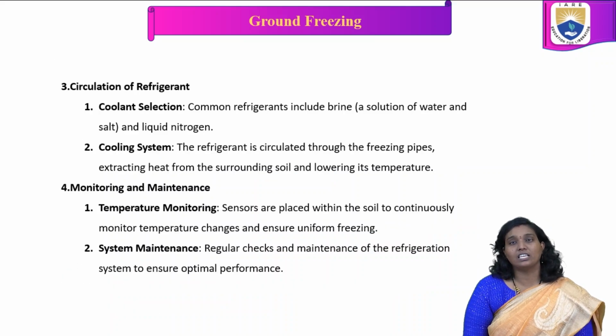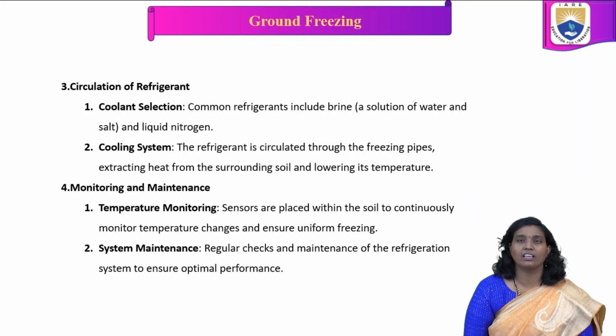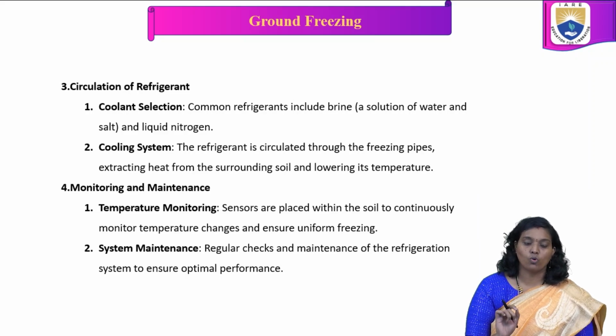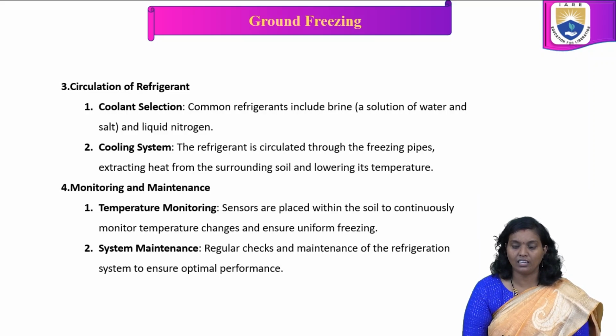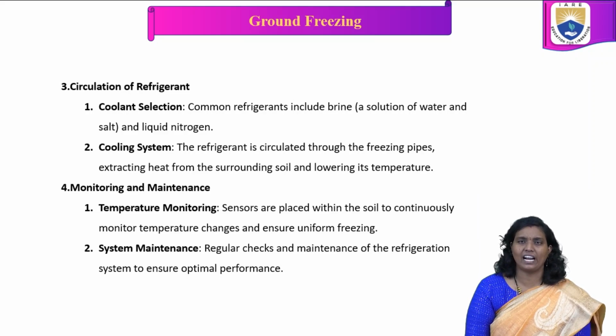And circulation of refrigerant. In this, coolant selection and cooling systems are involved. Common refrigerants include different kinds of liquid refrigerants, nitrogen, and a solution of water and salt. Like that we are going to make the coolant selection. In the cooling system, the refrigerant is circulated through the freezing pipes, extracting heat from the surrounding soil and lowering its temperature.